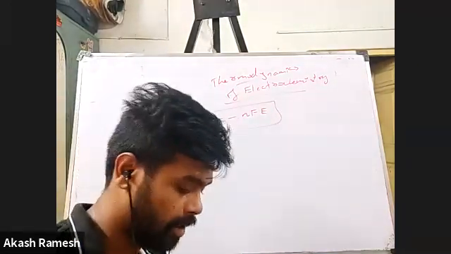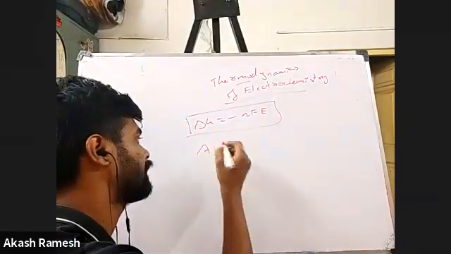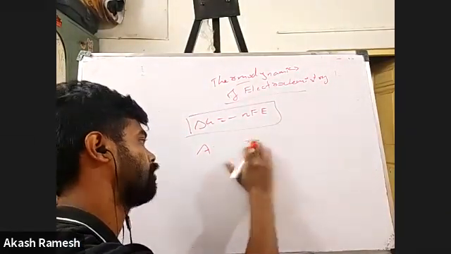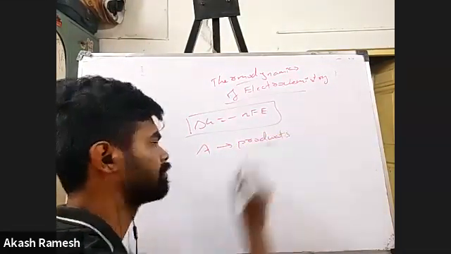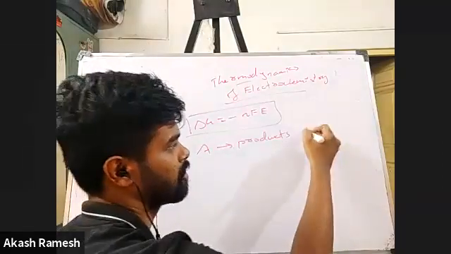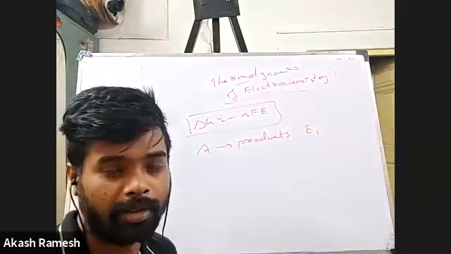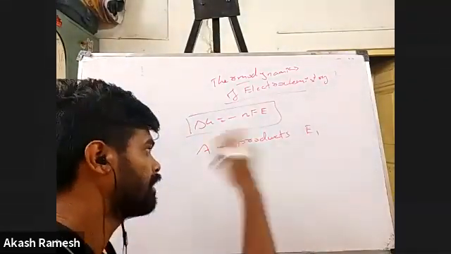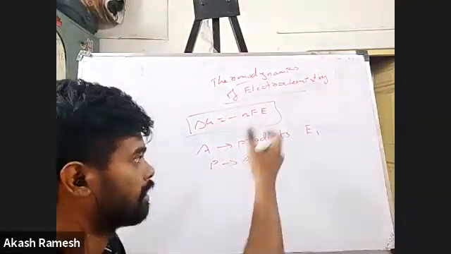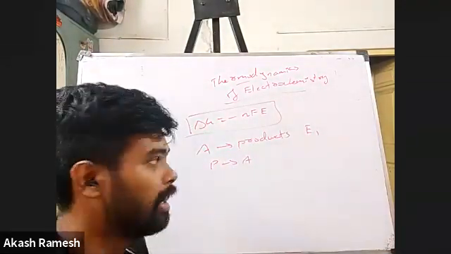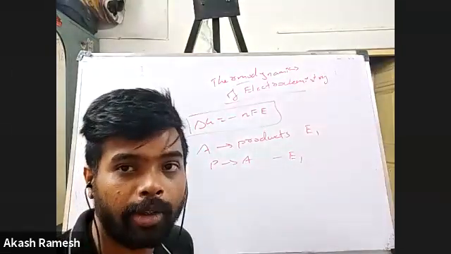Okay, fine. What we're going to do here is basically say if I have A giving products, that is one reaction, and say for this reaction I have E1 as the reduction potential. Now when I reverse the reaction, when I write products giving A, the opposite backward reaction of this, I will be able to easily write it as minus E1. This I'll be able to do.